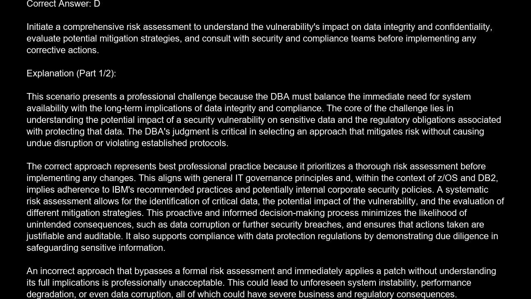of different mitigation strategies. This proactive and informed decision-making process minimizes the likelihood of unintended consequences, such as data corruption or further security breaches, and ensures that actions taken are justifiable and auditable. It also supports compliance with data protection regulations by demonstrating due diligence in safeguarding sensitive information.